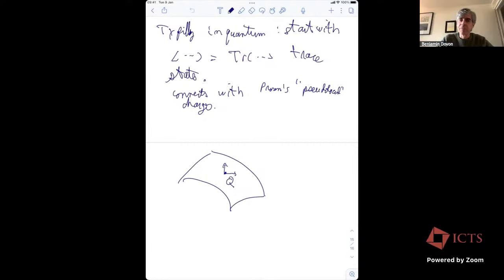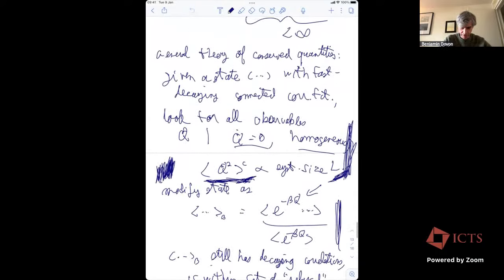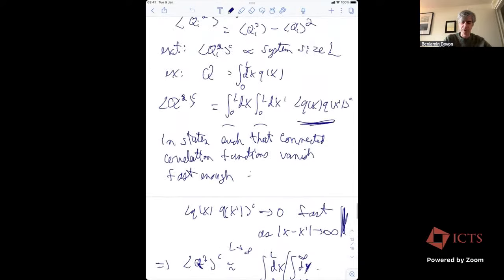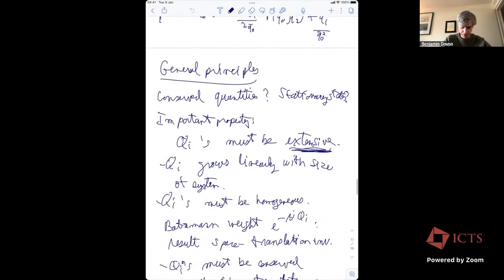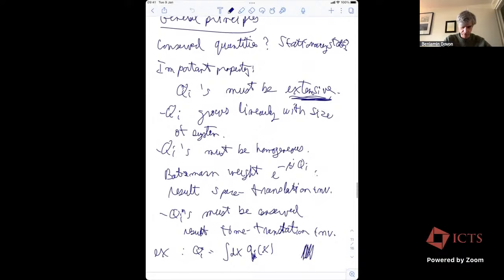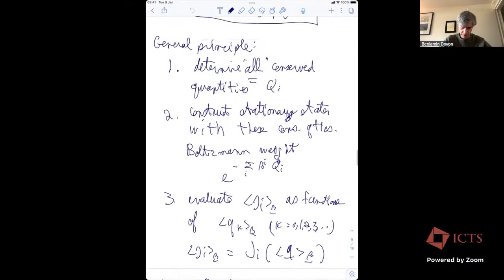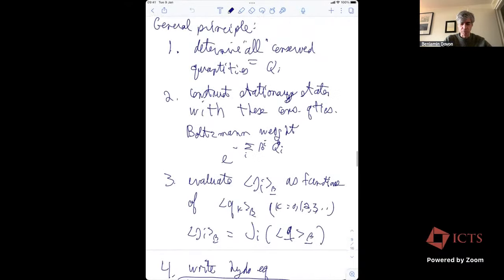Okay, so last lecture I finished with the general form of the Euler scale hydrodynamic equation. I want to come back to that. There is some general principle for what we have to do to get the Euler scale hydrodynamic equation in many-body systems.